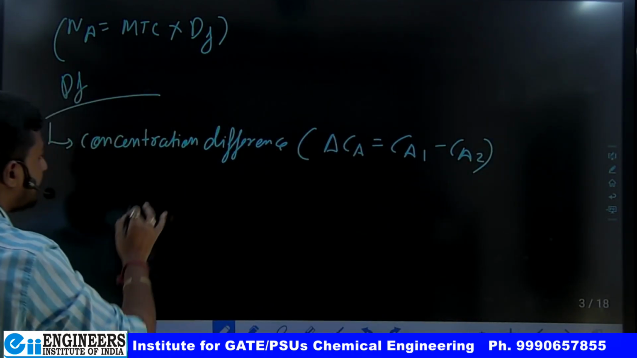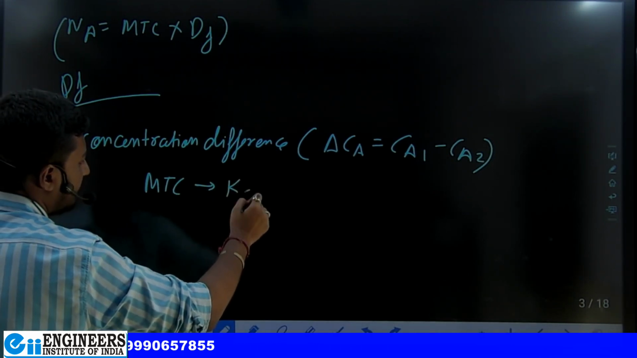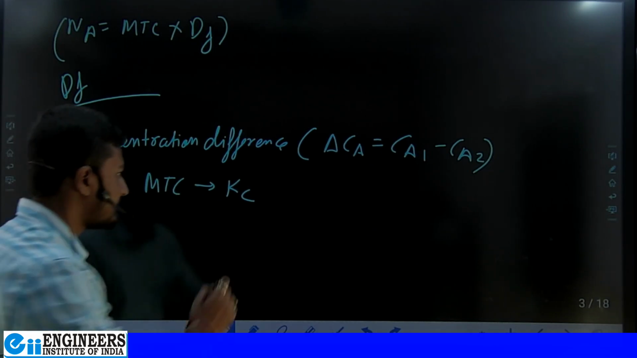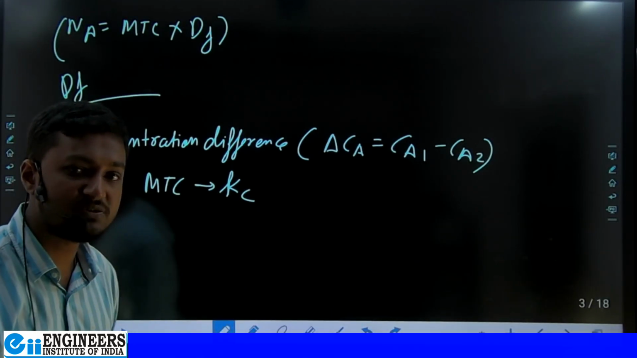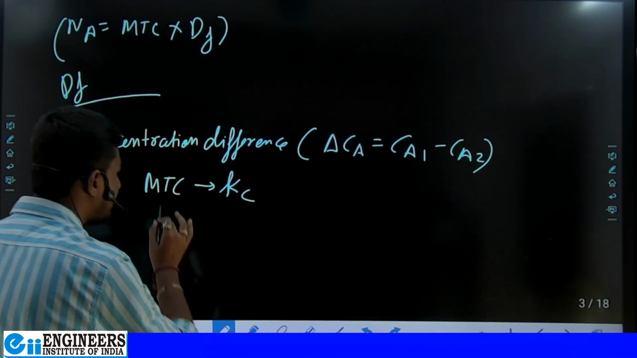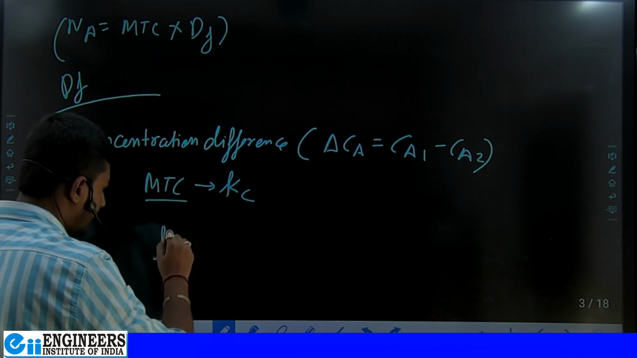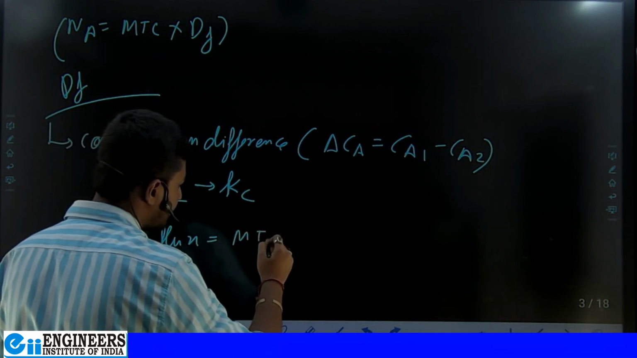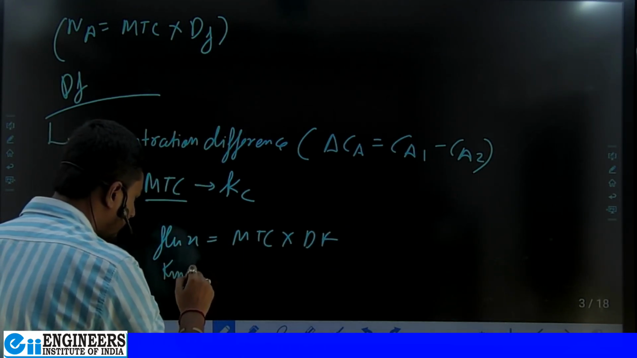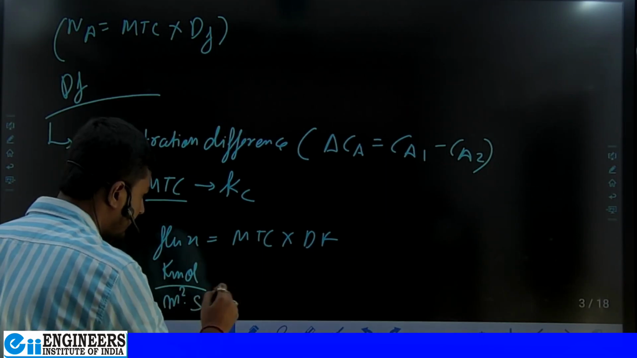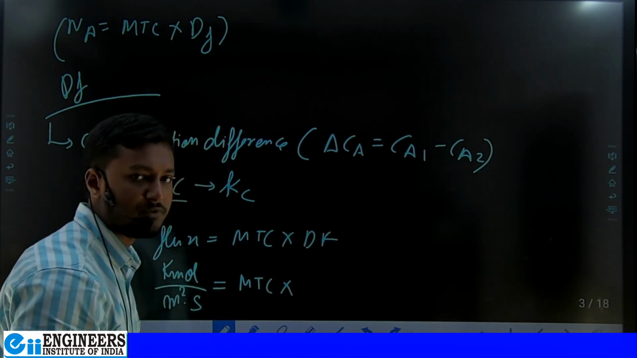If your driving force is concentration difference, then your mass transfer coefficient is denoted by small kc. Now what will be the unit of this small kc? The unit of the mass transfer coefficient depends on the driving force. You know that your flux is equal to mass transfer coefficient times your driving force. The unit of flux is fixed, that is kilomole per meter square second, and that is equal to mass transfer coefficient, let it be mtc, times your driving force. In this case your driving force is concentration difference.